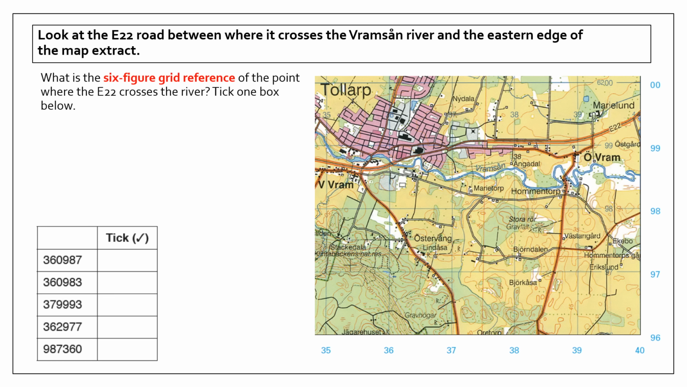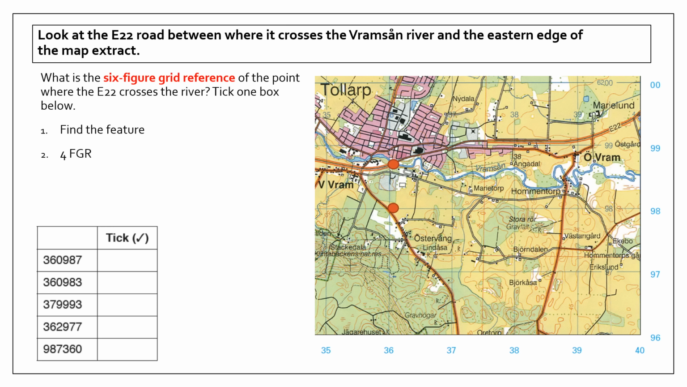Another common question that might come up is calculating the 6-figure grid reference. You should know by now how to work out the 6-figure grid reference, but I'm going to show you how to do it accurately using your ruler, and in questions like this, making sure you get the correct answer. So you need to find the feature. You then need to find the bottom left-hand corner of that grid square, and then calculate the 4-figure grid reference.